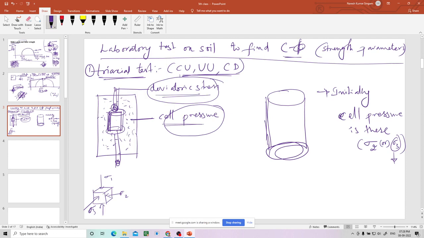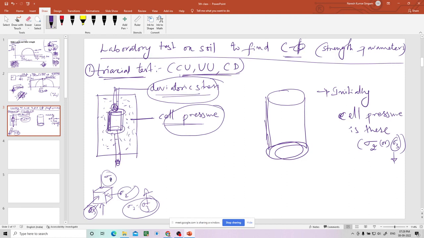At that time what is happening? In the horizontal direction, sigma 2 and sigma 3 are the same all around, only the vertical pressure is changing, right? That is the reason why we take sigma 2 equal to sigma 3, and we denote it by only sigma 3. Now this vertical pressure is denoted by sigma 1, right?